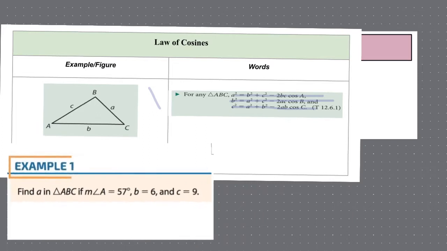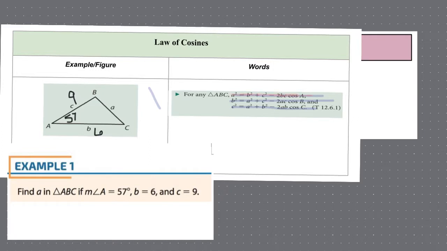Example 1 says, find A in triangle ABC if the measure of angle A is 57, and B is 6, and C is 9. I'm going to use this triangle that's up here to make my life just a little bit easy. All right, so I'm looking for A. Since I'm looking for A, I'm going to use this guy right here.